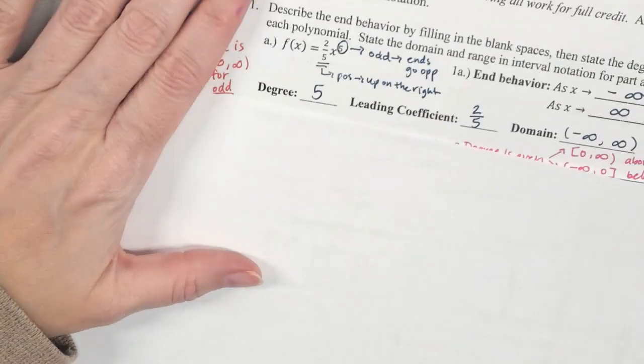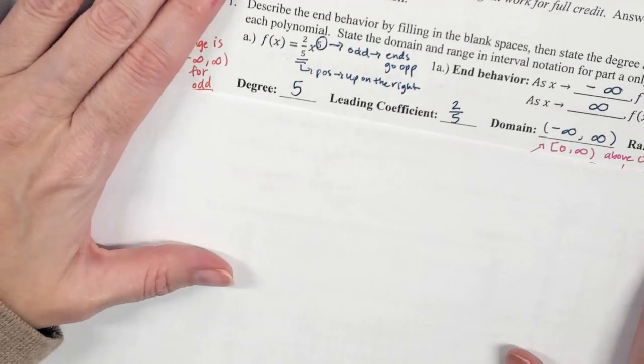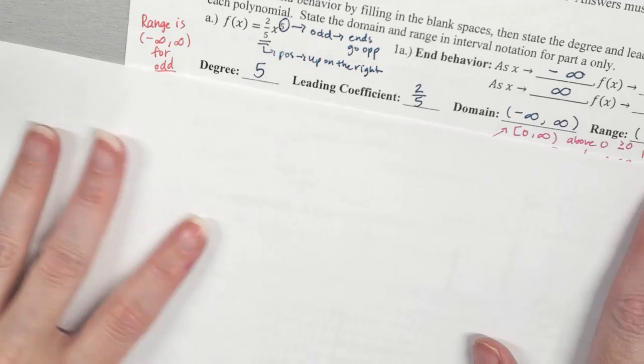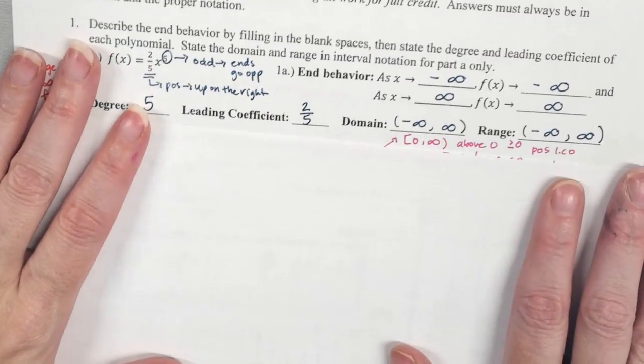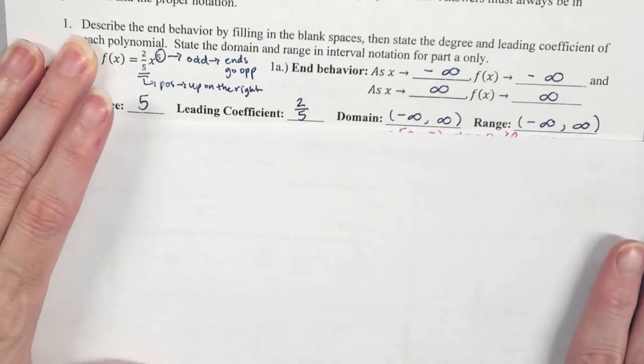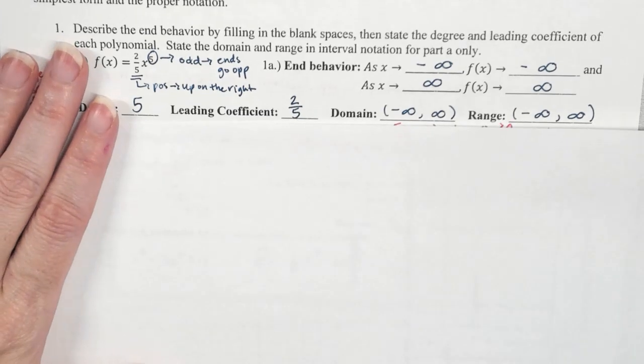All right, so it says describe the end behavior by filling in the blank spaces, then state the degree and leading coefficient of each polynomial, state the domain and range in interval notation for part A only. So you didn't have to do the domain and range for part B.